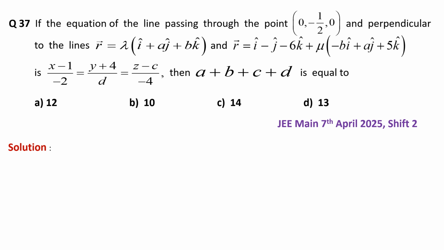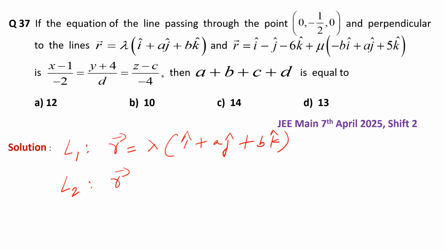Now students, in this question, we have been given three lines. I am calling the first line as L1 and this is given by r = λ(i + aj + bk). The second line I am calling as L2. Its equation is given by r = i - j - 6k + μ(-bi + aj + 5k).